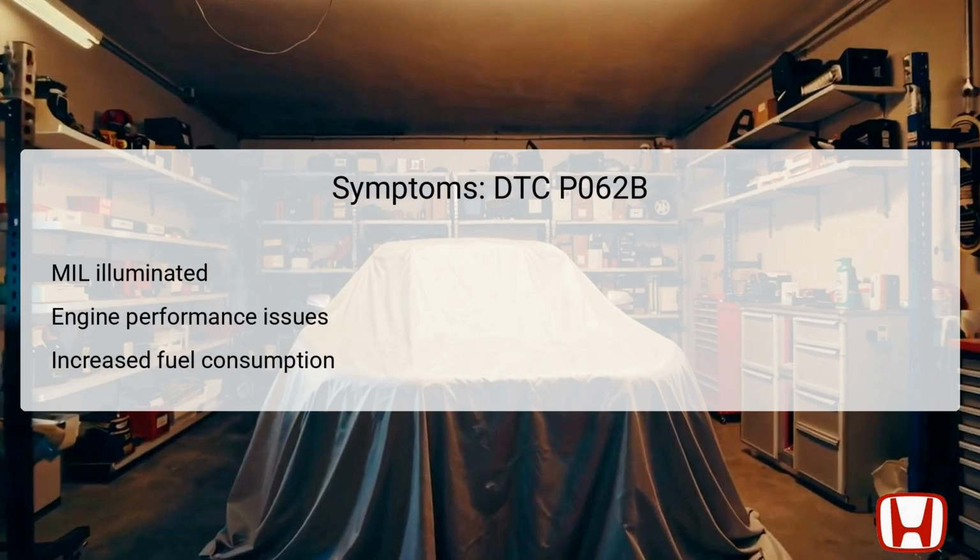When a vehicle registers the DTC P062B, it will usually present some noticeable symptoms. The most immediate symptom is the illuminating of the Malfunction Indicator Lamp, MIL, which alerts the driver to a fault in the engine management system.